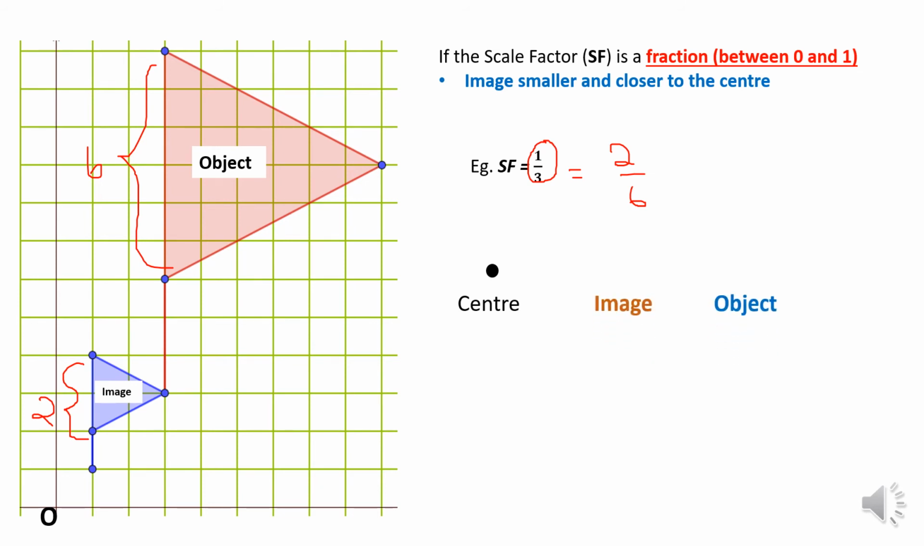So the image is much closer to the center when you are working with a scale factor that is a fraction between 0 and 1. The image is closer to the center of rotation, or rather to the center of enlargement, not the other way around. When we had a positive whole number, the image was the one that was further from the object, and the image was the one that became bigger. But in this particular case, when it's a fraction, you expect your image to be smaller, and the bigger one is the object. So the image is much closer to the center of enlargement.